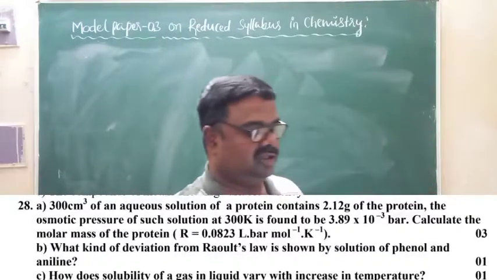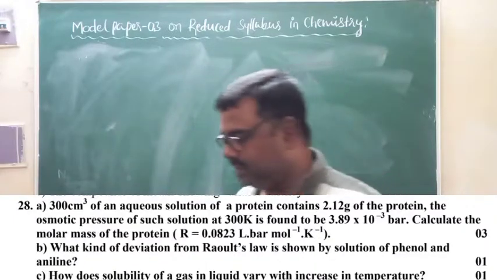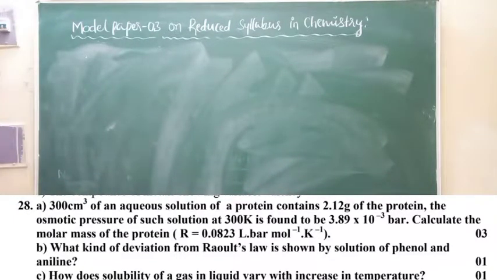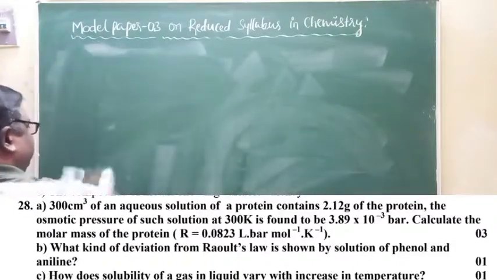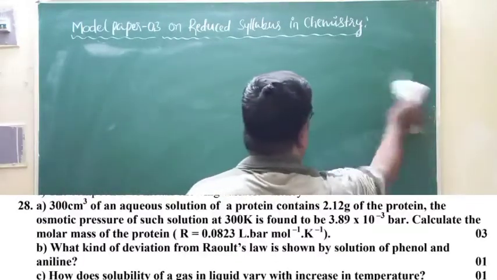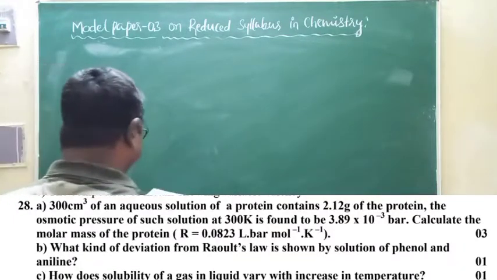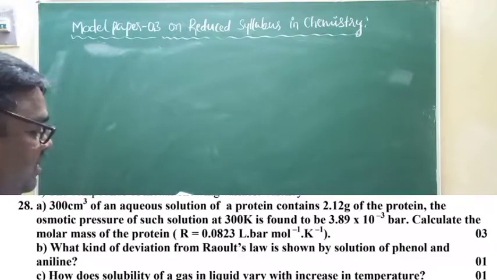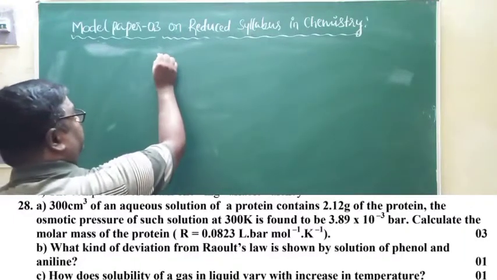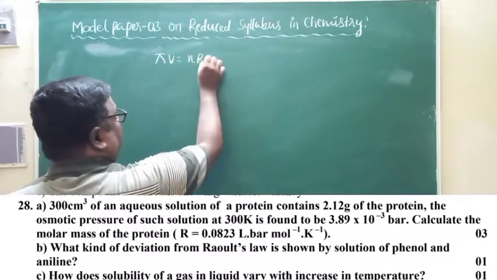It is 0.0823 liter bar per mole per Kelvin. Using this data, you are supposed to calculate the molar mass of the given protein. For any problem for that matter, you are supposed to write the given information first, use the suitable formula, substitute the suitable parameters, and calculate. Since osmotic pressure is asked, I can make use of this formula, that is piV is equal to nRT.